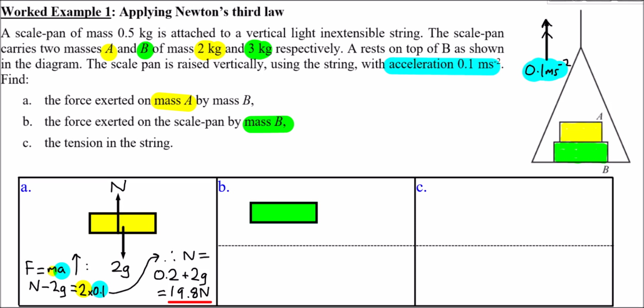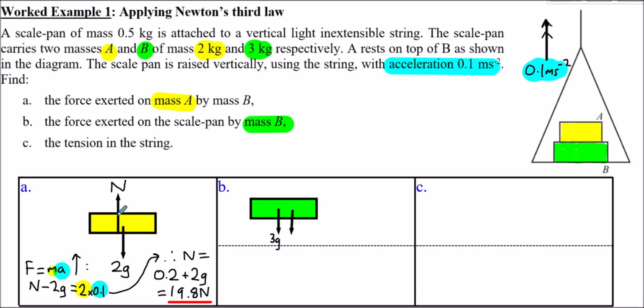And so actually what we're going to have here on mass B is two forces acting down. Acting down on mass B is obviously its weight. Its weight is 3g.